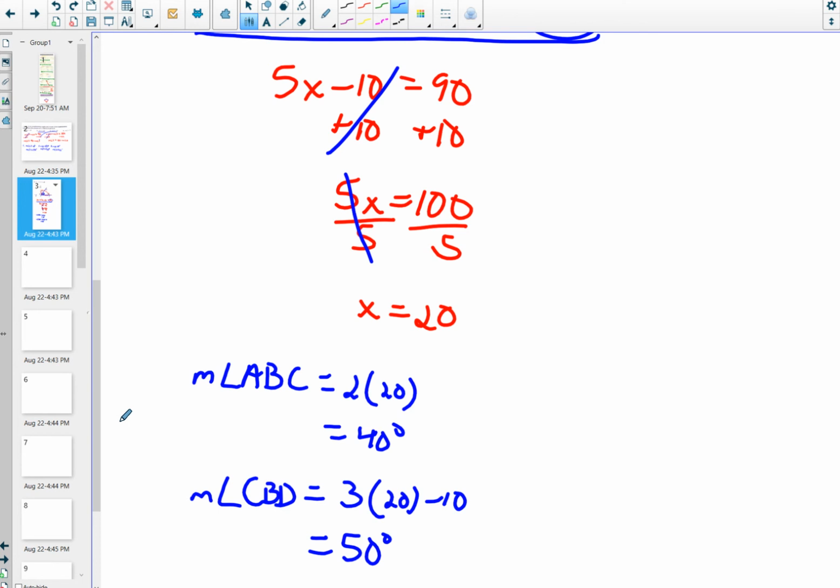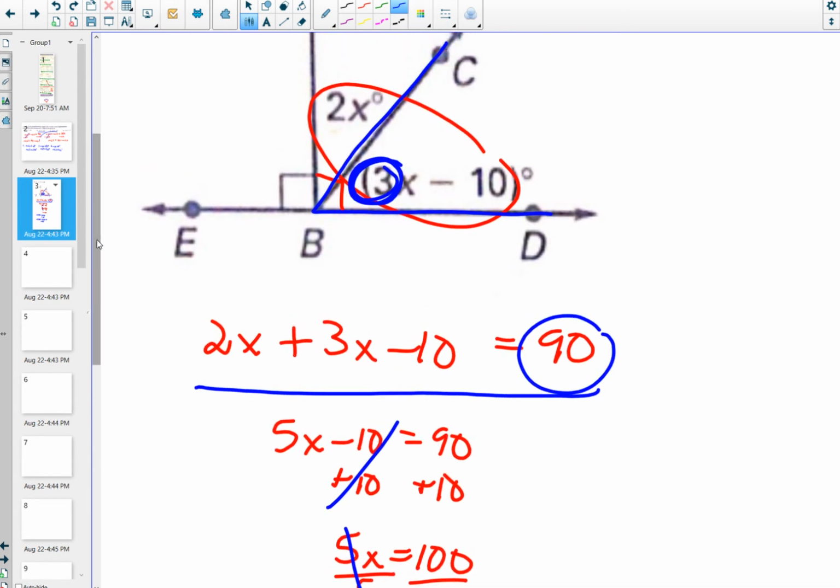You still seem confused. I'm lost. So remember, do you know what complementary means? Yeah. Okay.